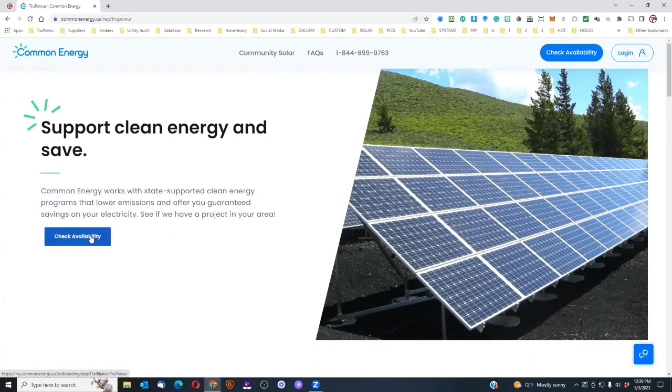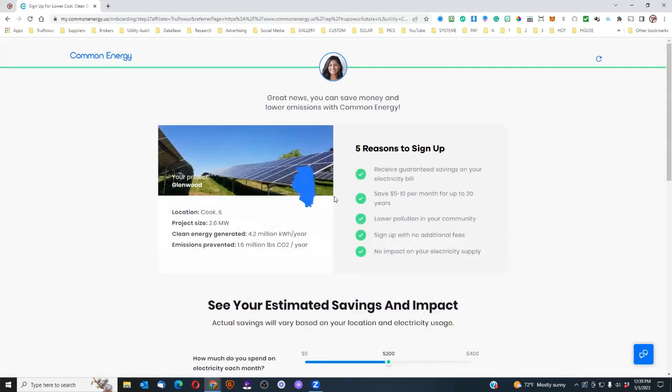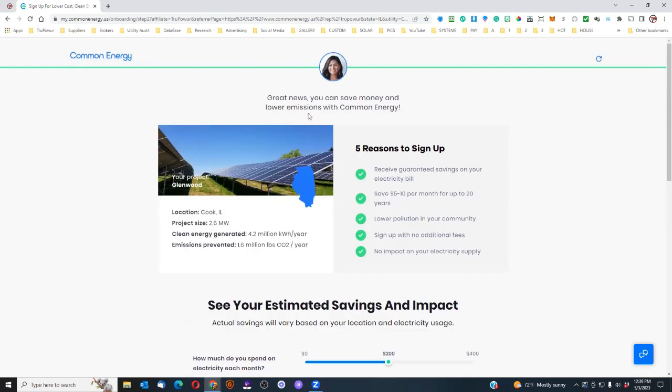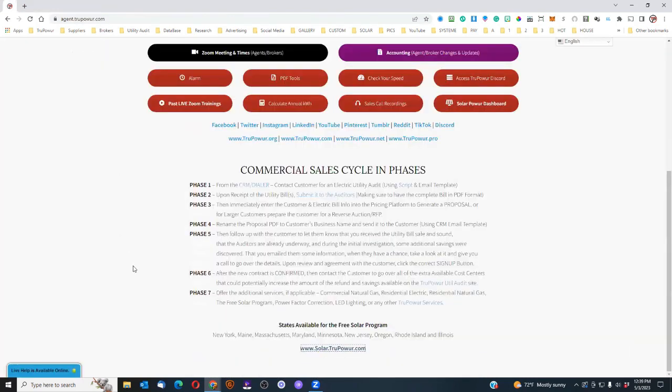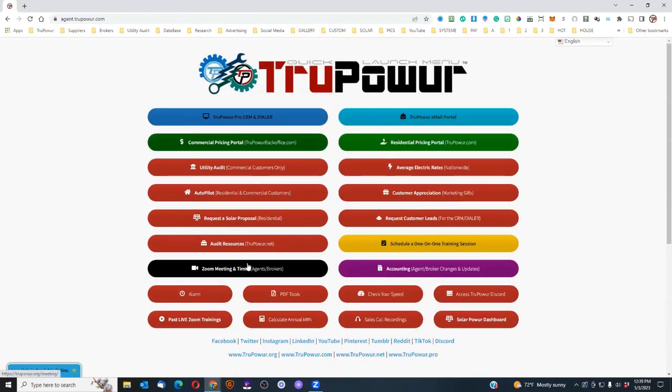The process in setting a customer up on that is fairly simple: putting in their zip code, selecting their utility, not their supplier, the utility, and then hitting next, and then selecting. It should pull up the solar farm that would be tied to that customer in that specific area. So it's a very simple process. It would literally take you about 5 minutes to sign somebody up. So those are the areas of the quick launch menu.